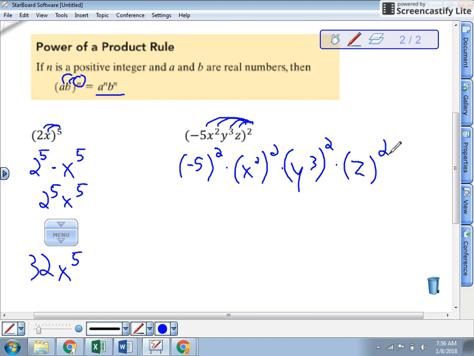Well, -5 squared, -5 times -5, is +25. X squared, power to a power, so that's going to be x to the fourth. Y to the third, again, raised to the second power, that's going to be y to the sixth. And then z to the first times z squared is z squared.